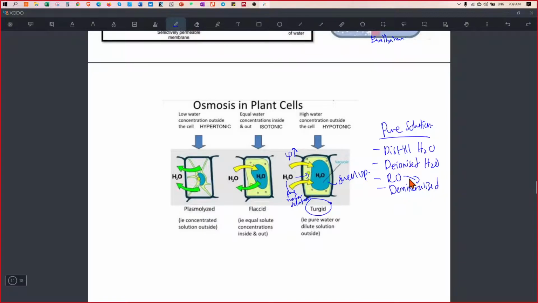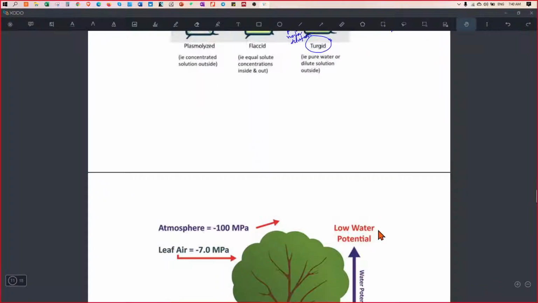Between the RO and demineralized, because if you go to 7-Eleven, to the supermarket, and you buy the RO water, look at the back. It hasn't got lots going on. There are no minerals, just pure H2O, because RO water actually has been demineralized. So it's a pure solution.